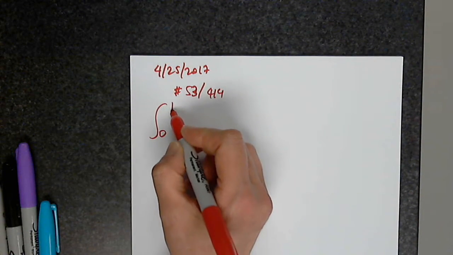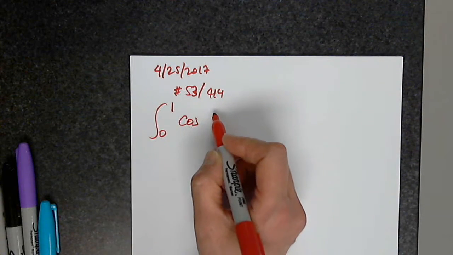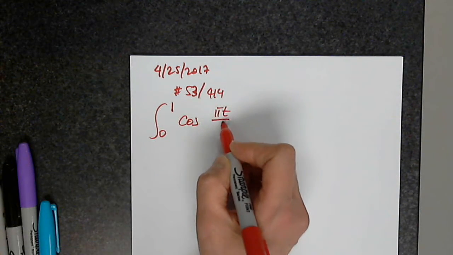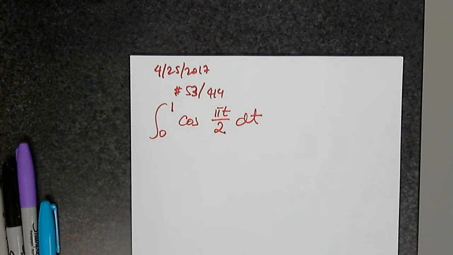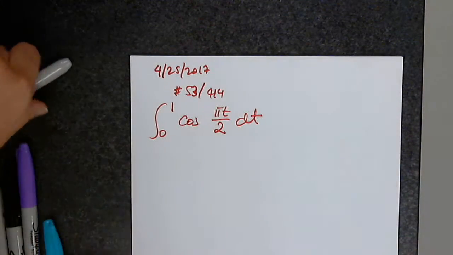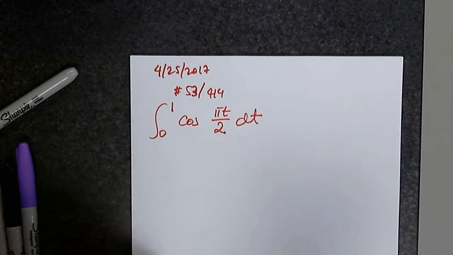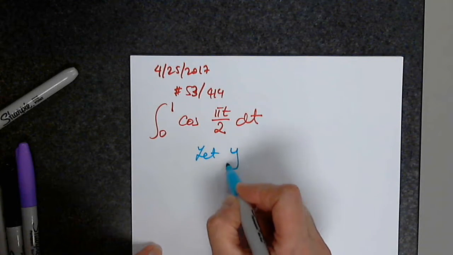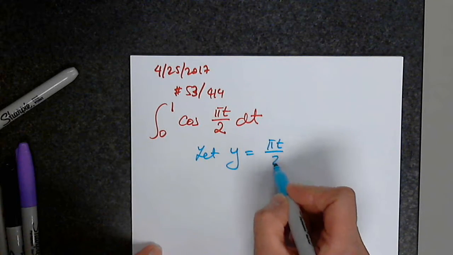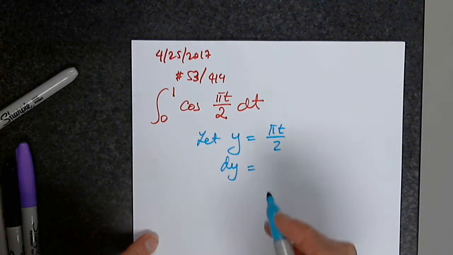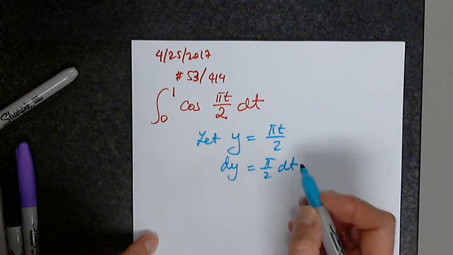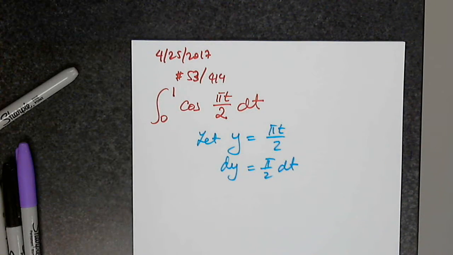So we have the integral from 0 to 1 of cosine of pi t divided by 2 dt. Evaluate the definite integral. My initial thing was to make y equal to pi t over 2. Absolutely. So now dy equals pi over 2 dt. Exactly. Good, excellent.